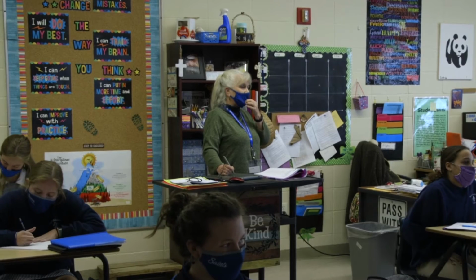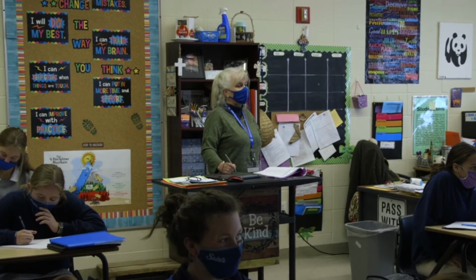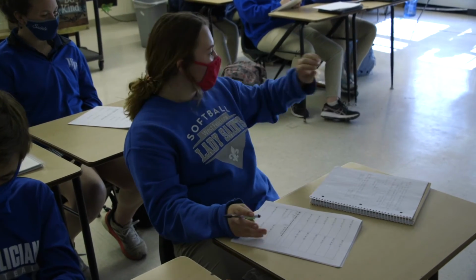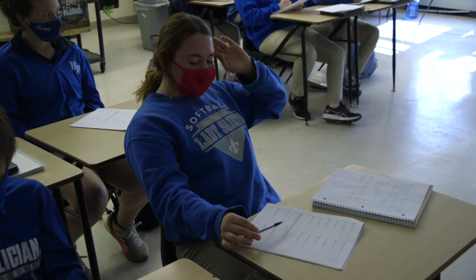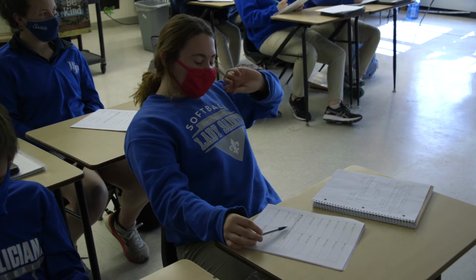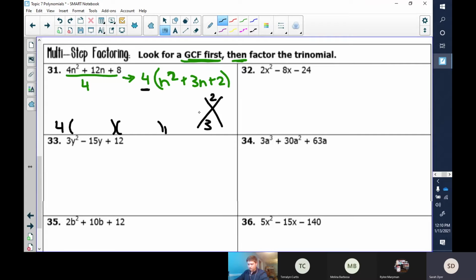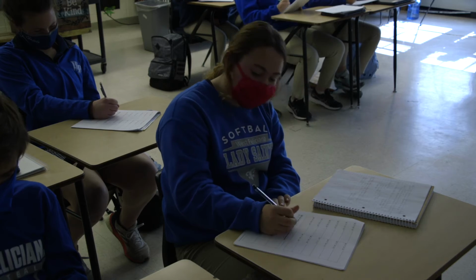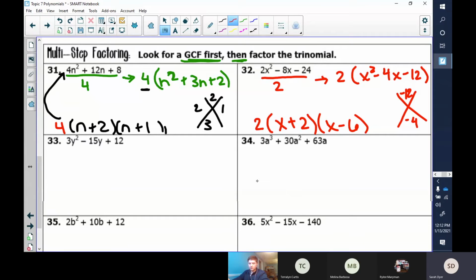So then how are we going to factor n squared plus 3n plus 2? Amber? Well, we can draw the x, and I got n plus 2 and n plus 1. Okay, so once we focus our thinking on what we're looking for, something that multiplies to 2 and adds to 3, she said n plus 2 and n plus 1. All right, so now let's look at number 34. How is this one different?